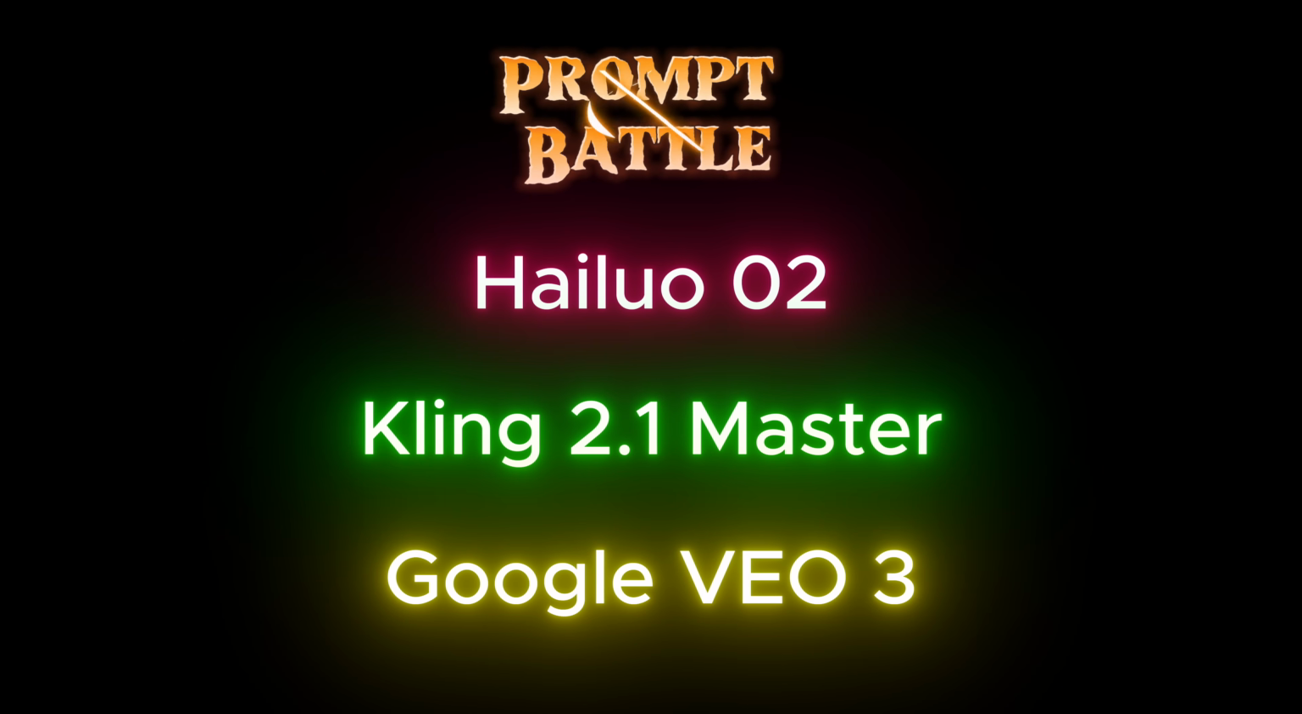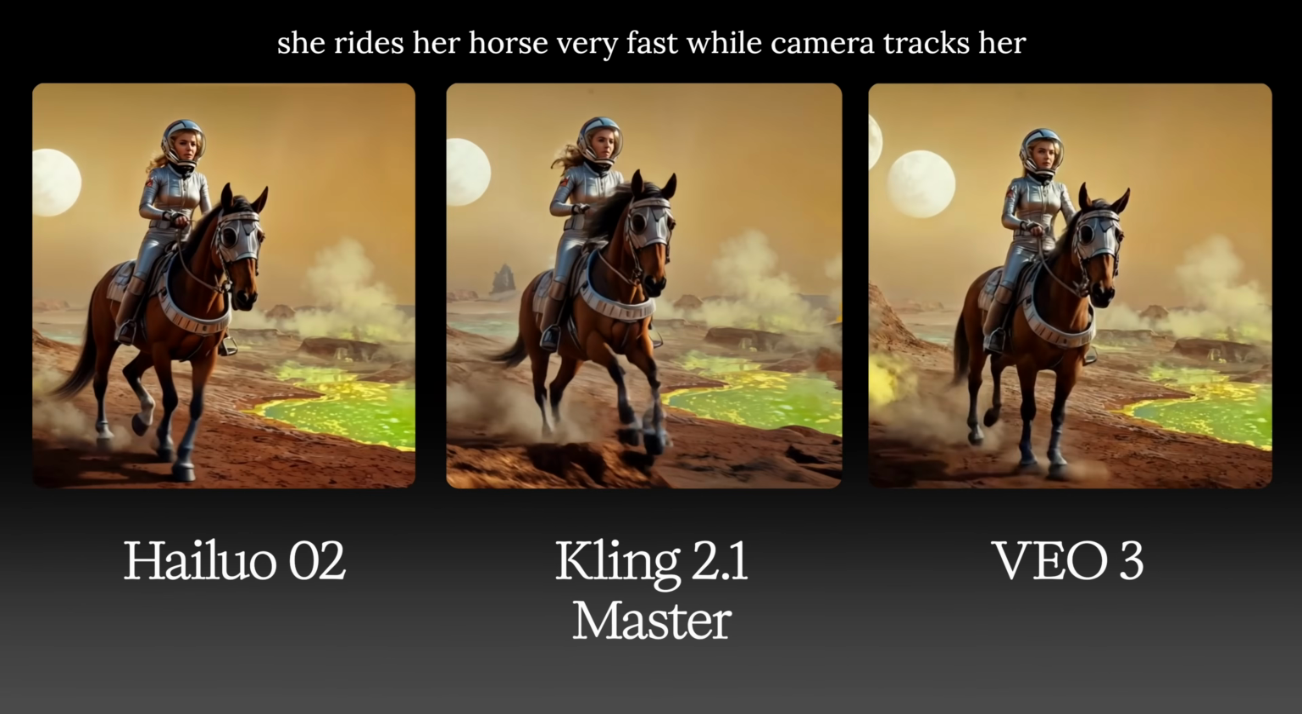Now, let's jump into the prompt battle. In this battle, we will test Hailuo 2, Kling 2.1 Master, and VEO 3. This is going to be an image-to-video comparison with the same prompts run on all platforms, no rerolls allowed. We will test a variety of different things here: dynamic scenes, complex subject movement, and prompt understanding. Let's start with something simple.